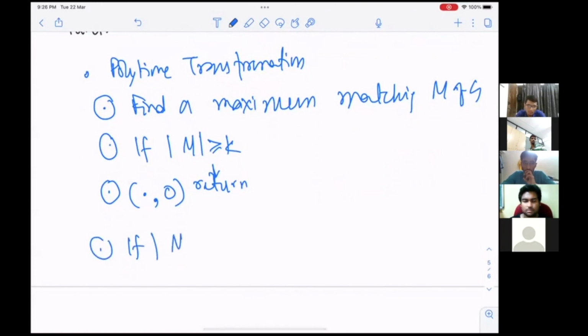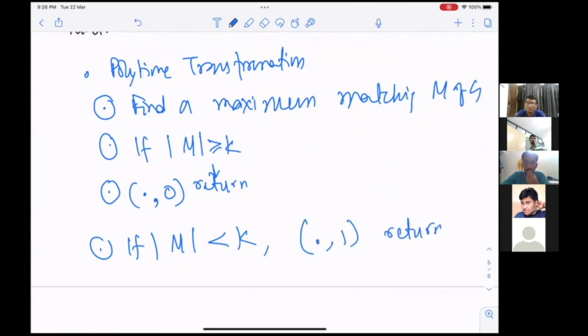If the cardinality of M is less than K, then what should you return? No. So let's make a no instance. Return this graph, and this is 1. Does this graph have a matching of size at least 1? No. So I have preserved the answer correctly. And I have returned you an instance of what size? Constant size. So what did you know? For any polytime algorithm, I can do this transformation, which will transform the problem into an equivalent problem of constant size.